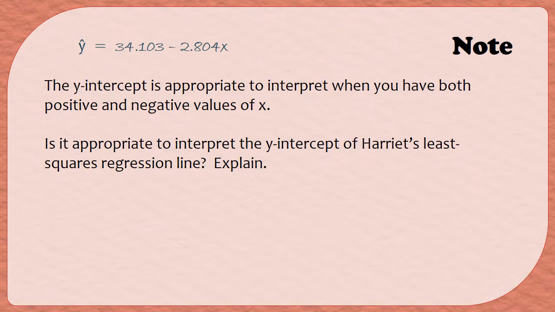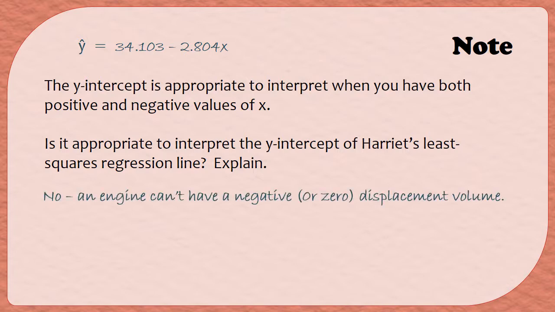An x value represents the displacement volume in the engine. So you can't have 0 displacement volume. That would mean that the engine doesn't move, or there's no engine there. And so you wouldn't have a car, so gas mileage wouldn't make sense. So to have an x value of 0 does not make sense in the context of Harriot's data. And negative numbers wouldn't make sense here either. So no, an engine can't have a negative or 0 displacement volume.